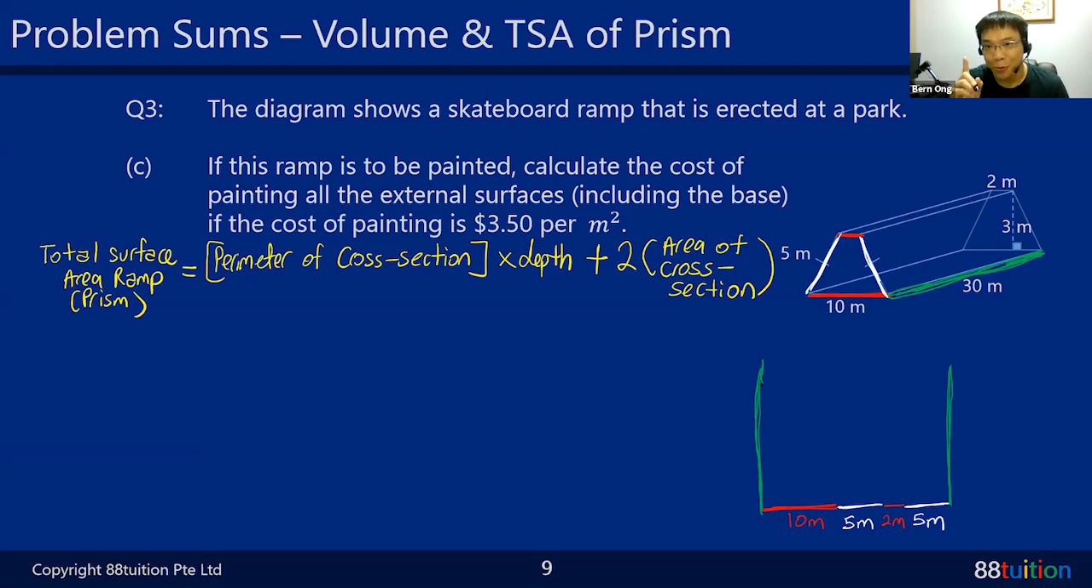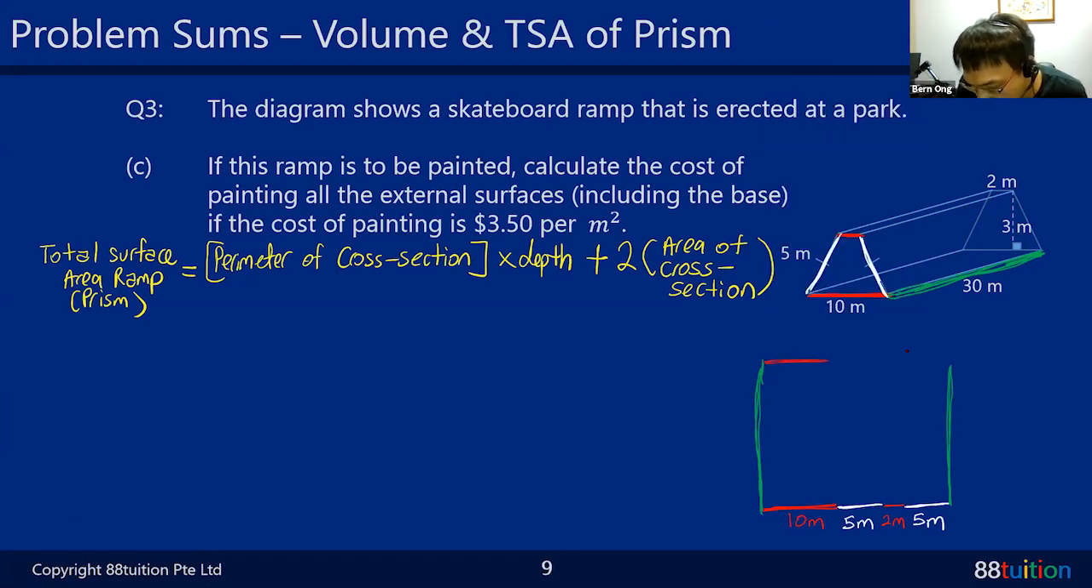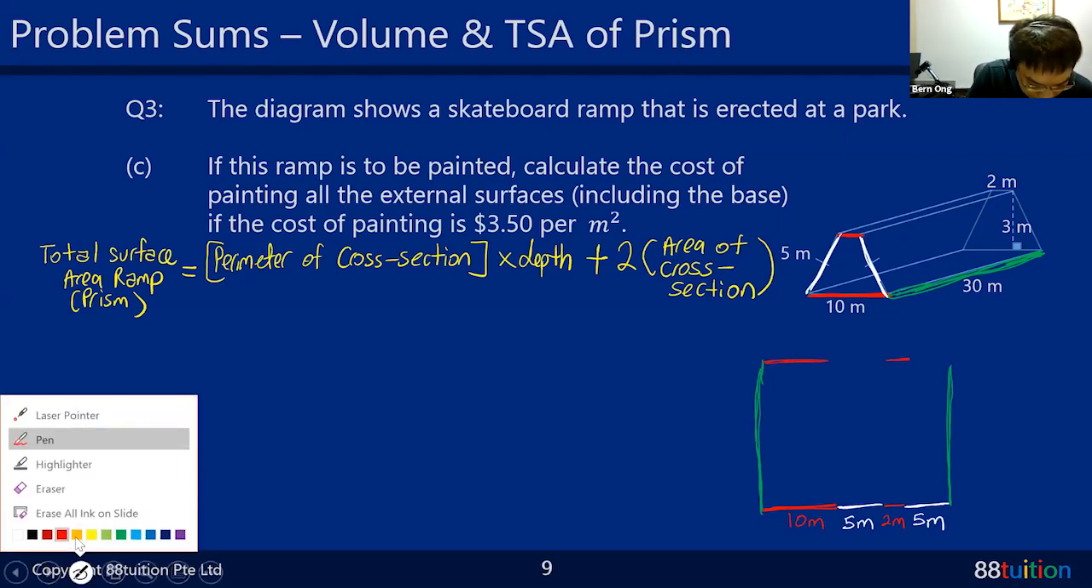So if I cut and flatten and pull it, what happened? Can you see that this one becomes a what? It becomes a rectangle. Do you know that? It becomes like a rectangle down here. It is a rectangle.